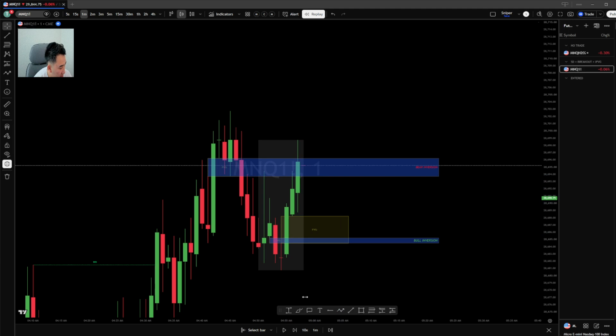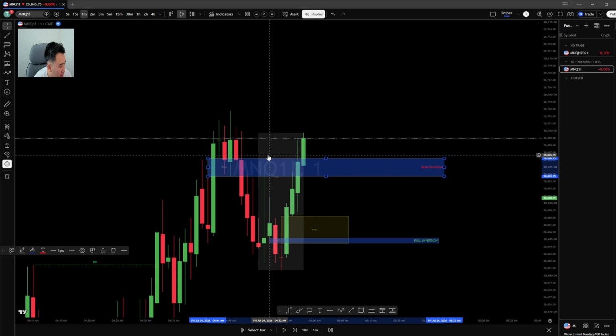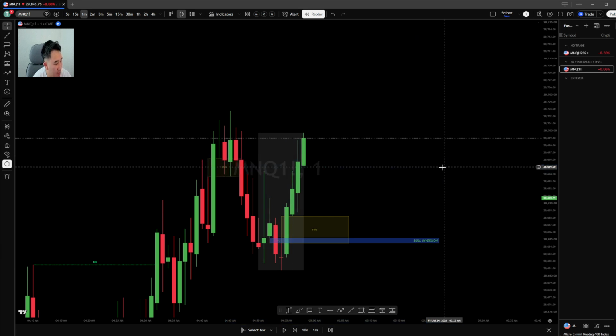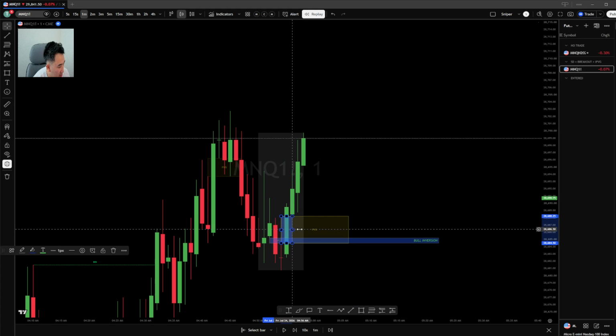Let's see what happens. So once it went up here, it breaks through this bearish inversion. Breaking through means that the candle body closes outside of that. Once that happens, I'll usually delete it. And then at the bottom here, it looks like you have a bullish FVG that's been created here.